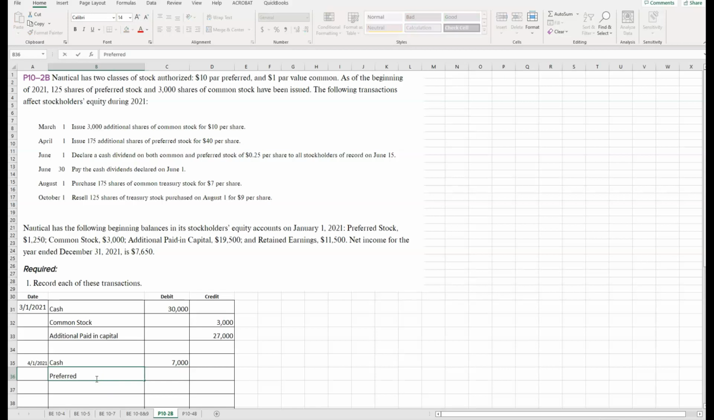Preferred stock, par value is $10 a piece for preferred stock. So 175 shares times $10. The difference goes to additional paid-in capital.